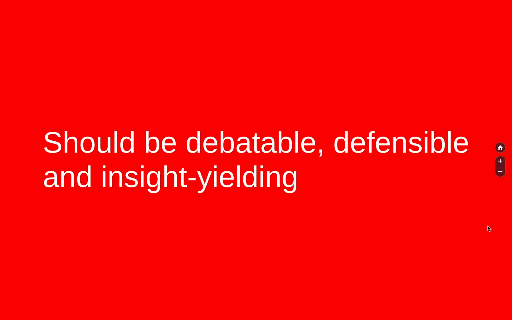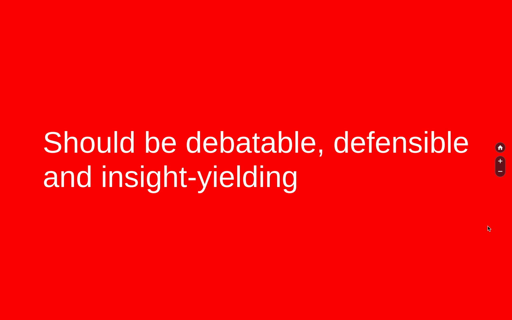It needs to be debatable, defensible, and insight yielding. So let's talk about those three really quickly. Debatable means it has to have at least two arguable sides. If you don't have at least two sides, then you can't really have an argument. And those two sides need to be pretty clear. If we say something like terrorism is bad, there's no one who's really going to argue reasonably that terrorism is a good thing, right? So that wouldn't be a debatable topic.